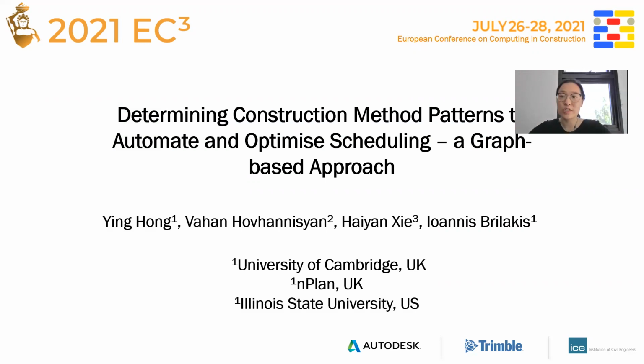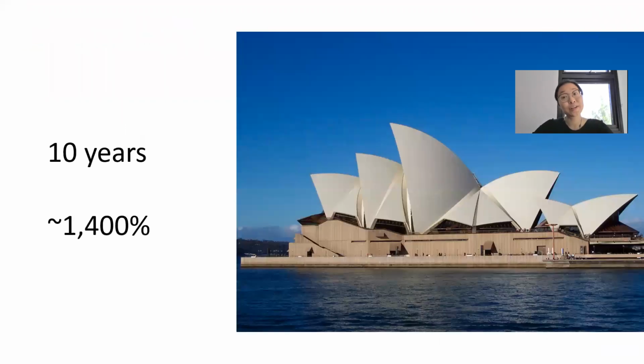Now, before we start today's topic, let's have a look at a very nice picture. This is the Sydney Opera House, which is an iconic landmark. But local people also know this project for two reasons. First, this project was delayed for 10 years. And second, this project was over budget by more than 1,400%.